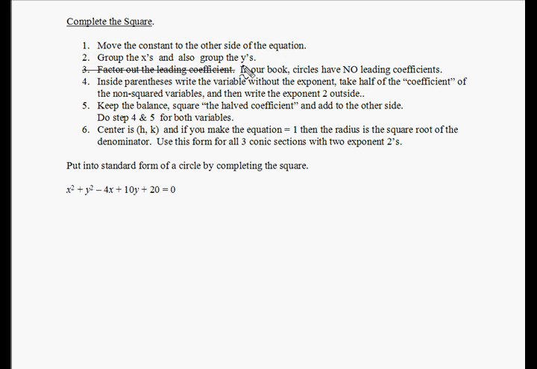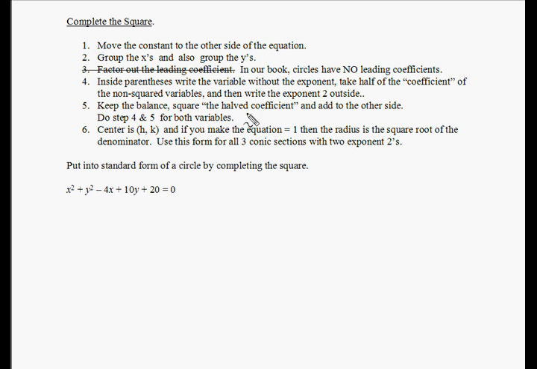Now we're going to group both our x's and our y's. For these problems, we won't have any leading coefficients, so we won't have to worry about that. And then inside the parentheses, we're going to try and write without the exponent so that we can have that on the outside and take half the coefficient of the non-squared variable and then write that exponent 2 outside. We're going to keep the balance.